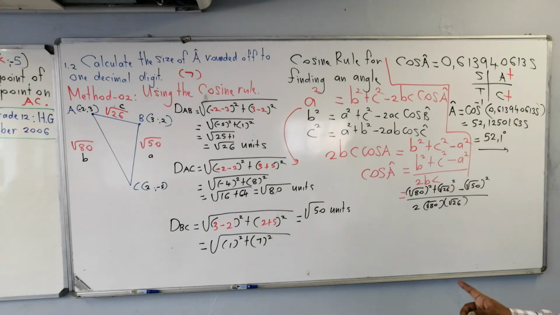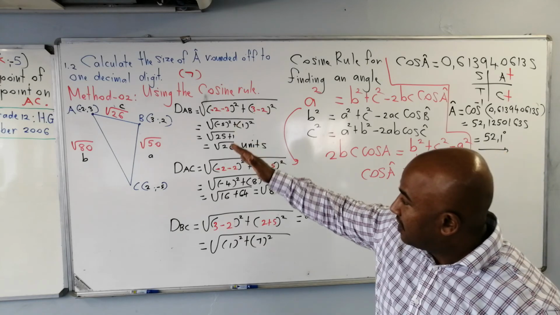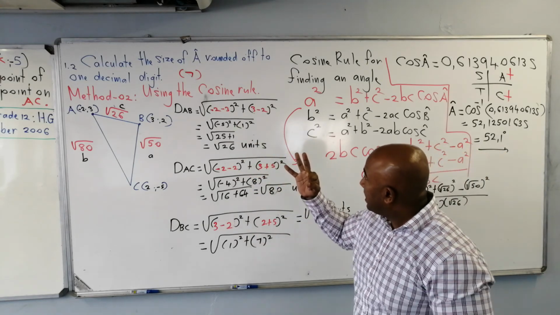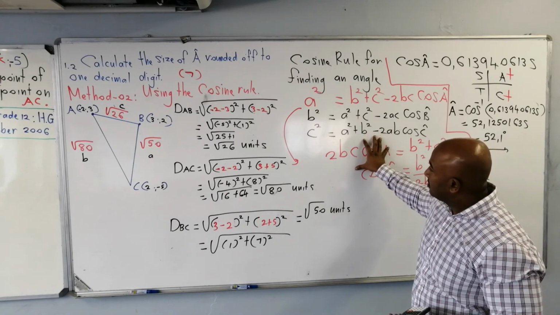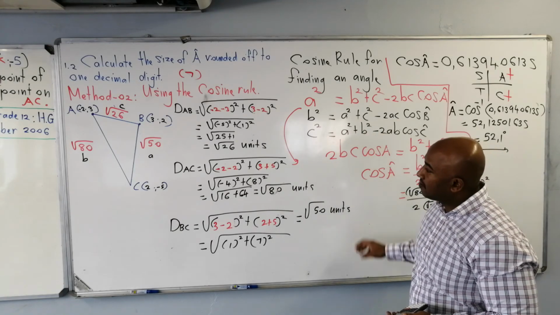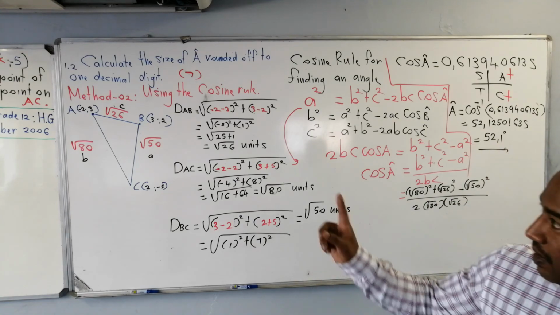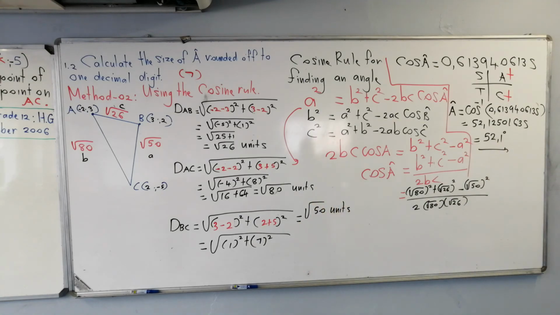So this is using the distance formula to get the sides, and then once we have 3 sides, we can use the cosine rule to find the angle. Alright, so it was a nice question. 1.2. We now move on to the next one, 1.3.